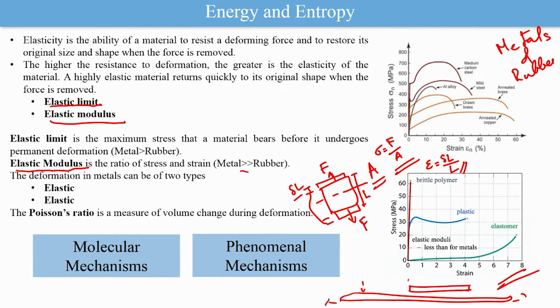Okay. Now, the deformation of material can be of two types, okay, elastic and plastic. So, the elastic deformation is basically what happens within this elastic limit, and the permanent deformation when you cross the elastic limit is referred to as plastic deformation.